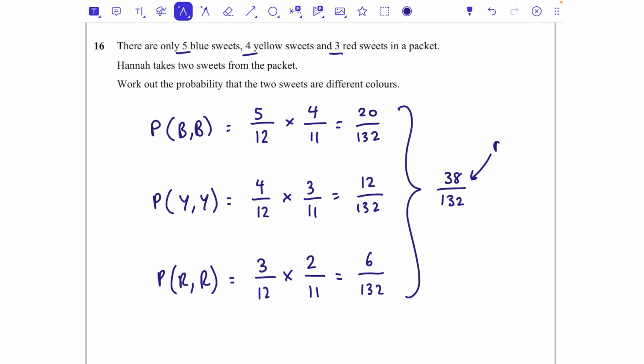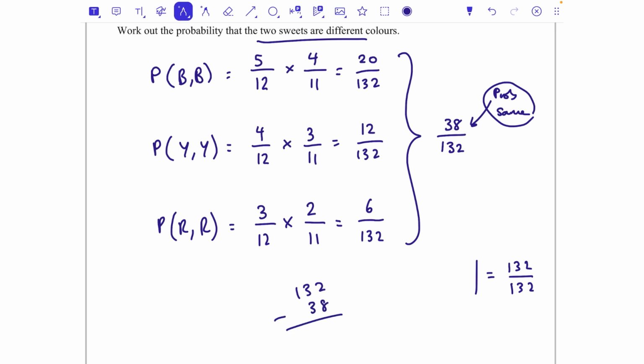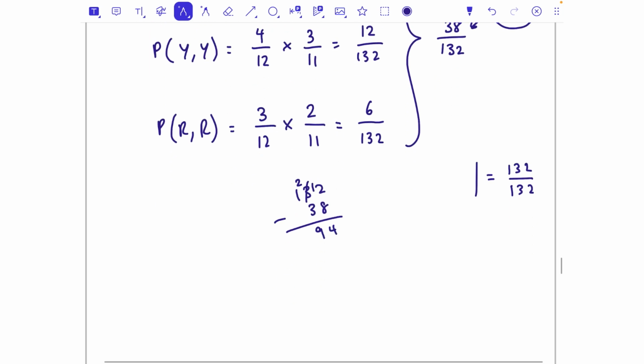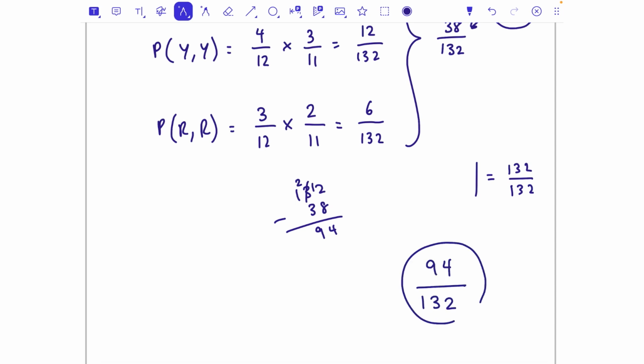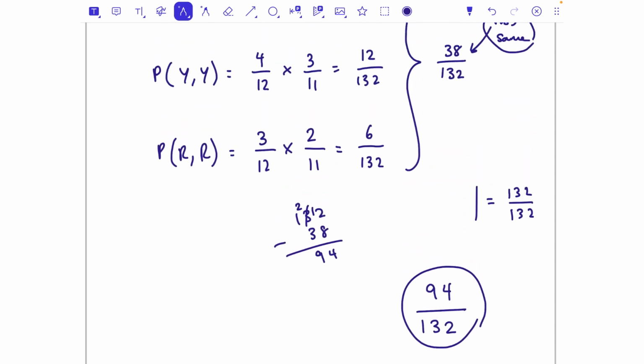So that's the probability of getting the same colour both times. But we were asked in the question the probability that the 2 sweets are different, and that's going to be the rest. So I know that 1 whole is 132 out of 132. So let's do 132, take away 38, more on the floor, borrow from next door, 12 take 8 is 4, 12 take 3 is 9. So therefore our final answer here is going to be 94 out of 132. That would be my probability of them being different colours, because it would be all of those other branches.